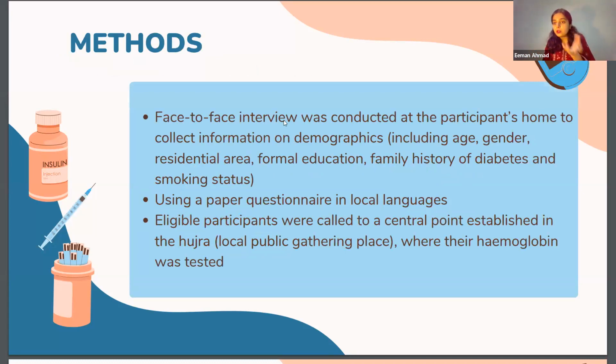So the methods that were used to collect our data: it's not just the HbA1c level that we're looking at, right? We were also looking at various demographics. A face-to-face interview was conducted with each participant to ask them about their age, gender, residential area, their education, family history, and smoking status, right? And this was done in the local language, obviously because you're looking at people from all across Pakistan. So you do have to keep that in mind. Then eligible participants were called to a central point and their hemoglobin level was tested. And their blood pressure was also checked.